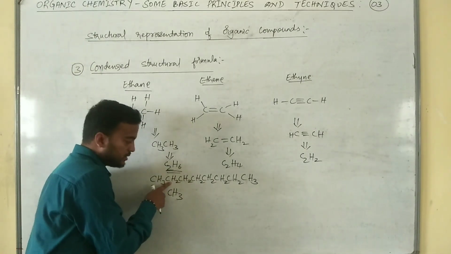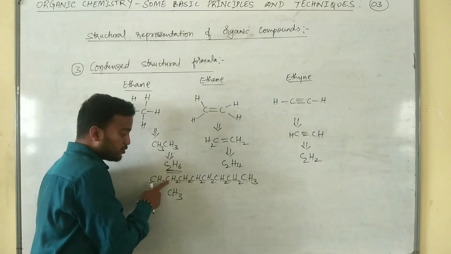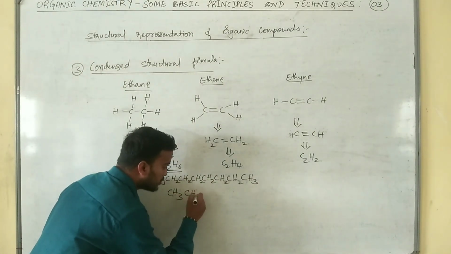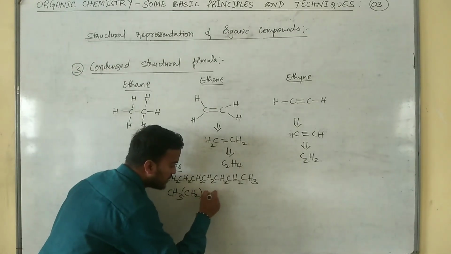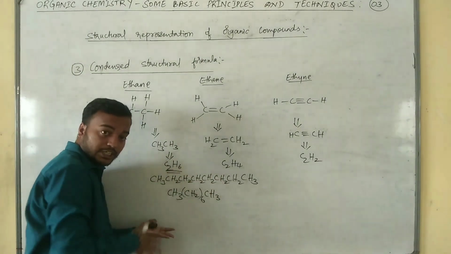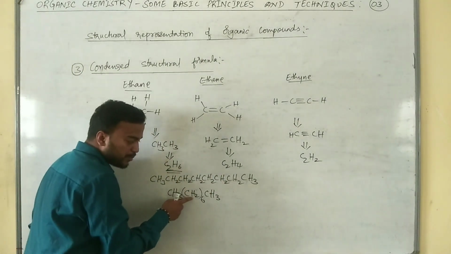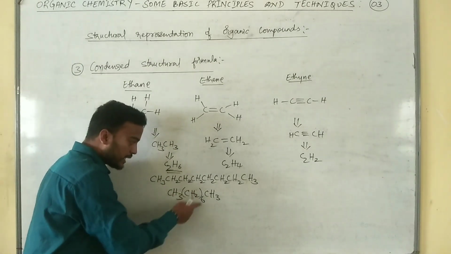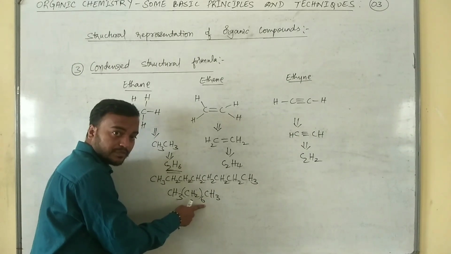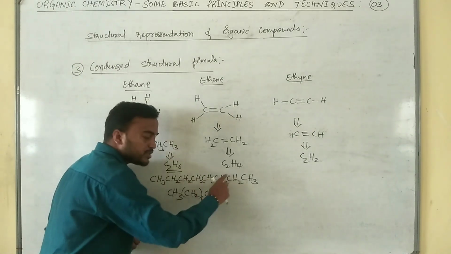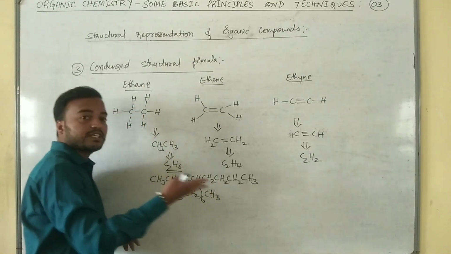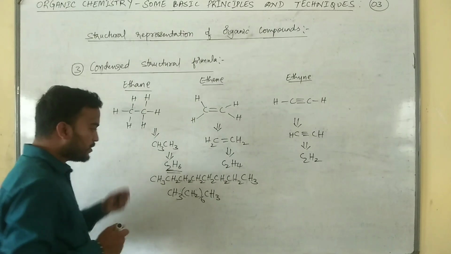repetitive structural units. What is the repetitive structural unit here? CH2. How many times? 1 2 3 4 5 6, CH2 is 6 times, and at the last there is CH3. This structural formula can be condensed by enclosing the repetitive structural unit with a bracket and placing an integer as a subscript, indicating the number of times the structural unit gets repeated. Is that clear? So I will take one more example.